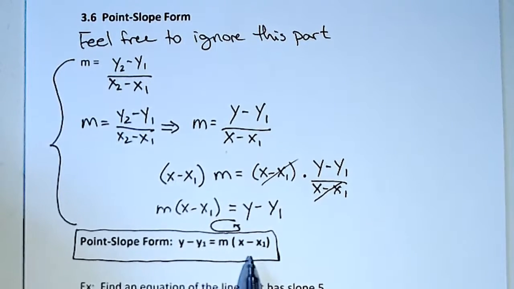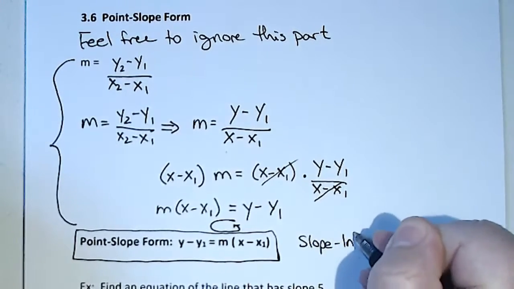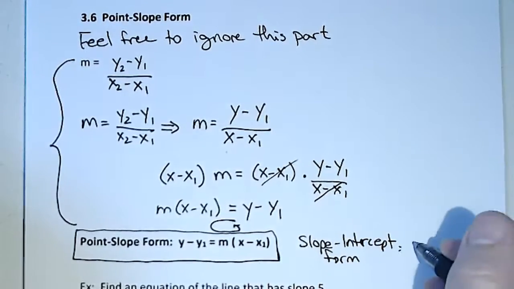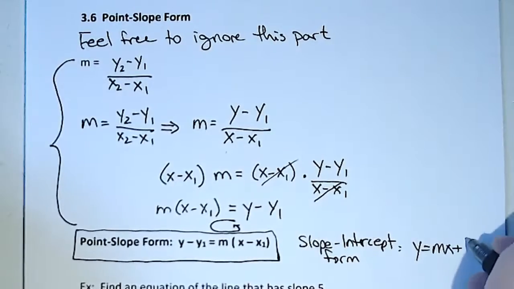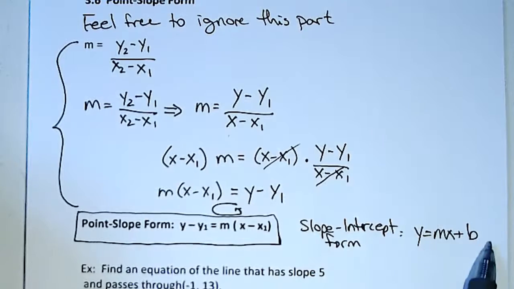So this is point slope form. Remember that the other form was called slope intercept, and that one was y equals mx plus b. So they're slightly different forms. As you can tell, this one's a lot more compact. This one is a lot more spread out. This form only has a y and an x, but this form has an x and an x1 and a y and a y1. So this one's a lot more complicated.